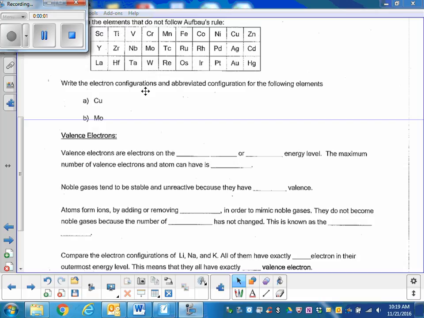Okay, guys, there are a lot of questions. Are you all on this page? There are a lot of questions on valence electrons. So valence electrons are electrons on the outermost or highest energy level. We did this exactly. The maximum number of electrons that an atom can have is 8.